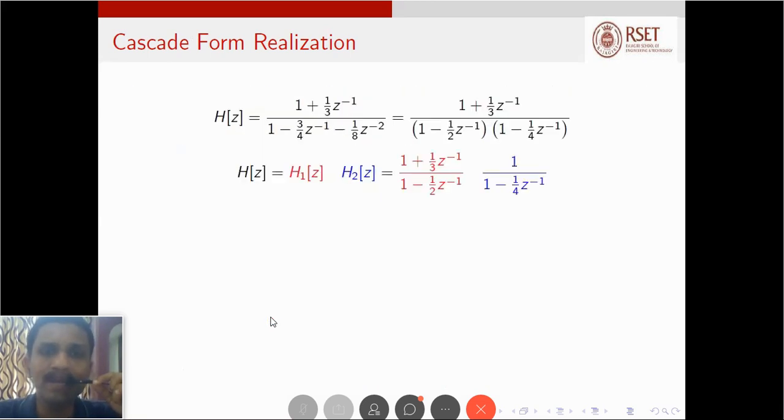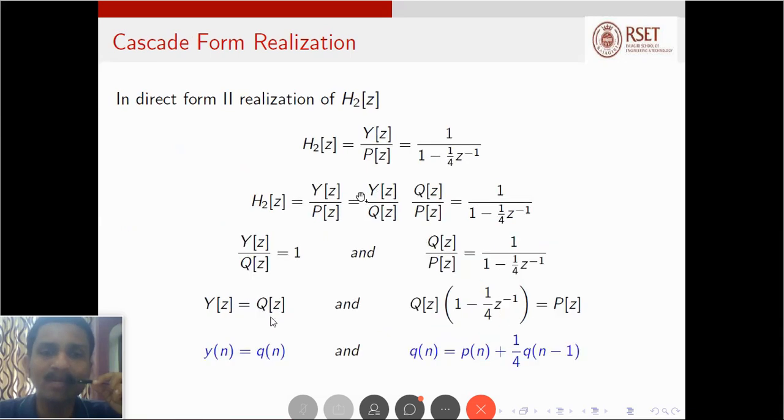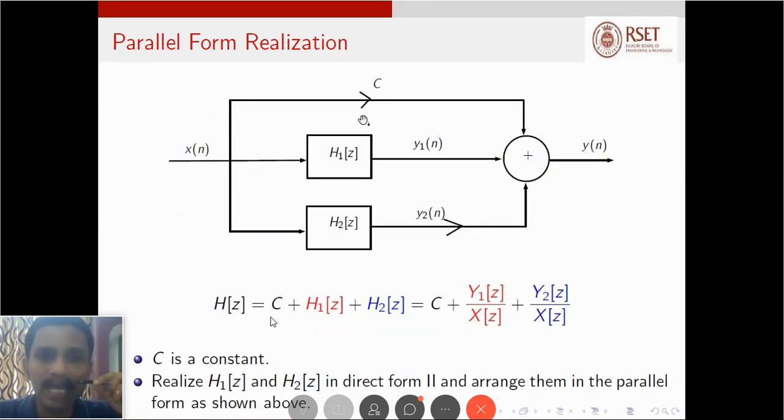Similarly, in the case of parallel form realization, if you are able to realize the systems like this, H1(z) and H2(z), then arrange them in parallel and add together. Here C may be present, in some cases C may not be present. C plus H1(z) plus H2(z), you will get H(z).